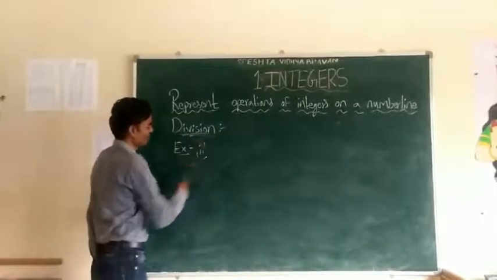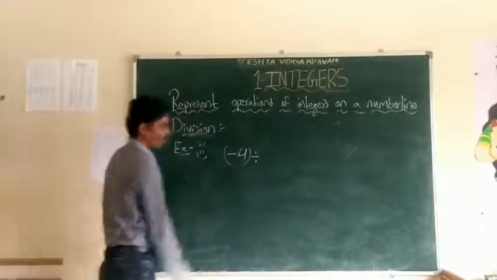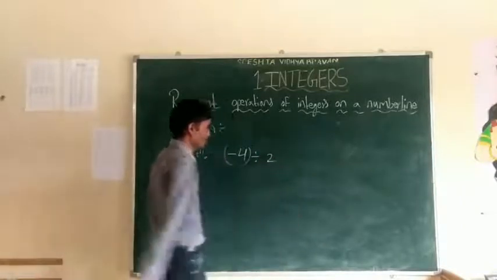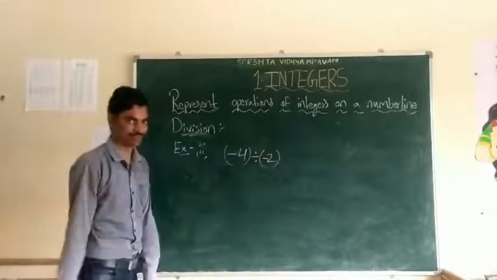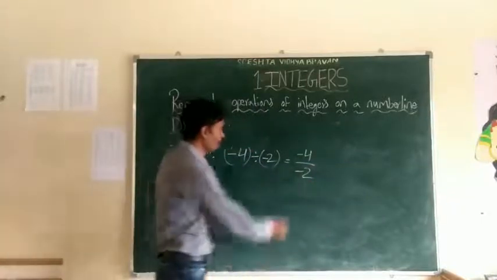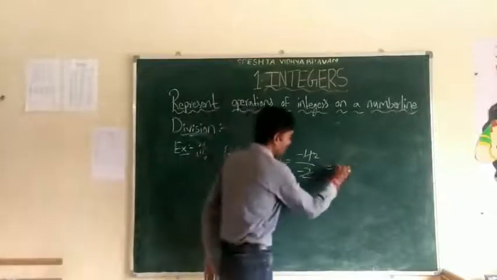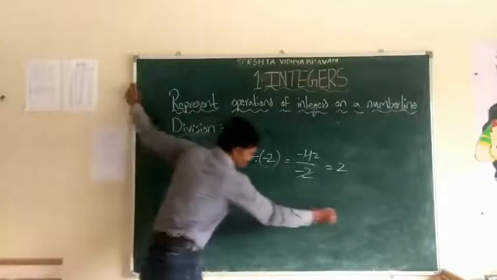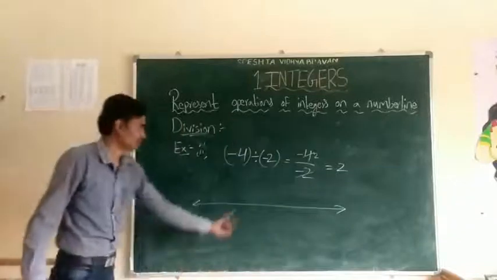See the second example, about minus 4 divided by minus 2. That is equal to minus 4 divided by minus 2. How many times is it cancellation? 2 times. Minus minus indicates cancellation. And what is the answer? 2. 2 is the answer. That means we are dividing now 2 times. That means subtraction of 2 times on the number line.